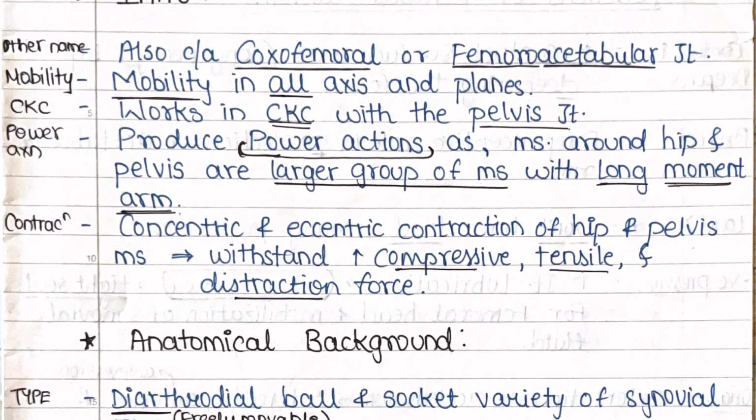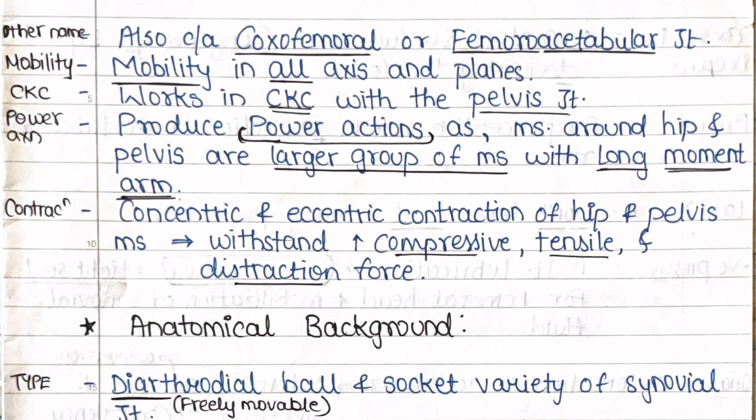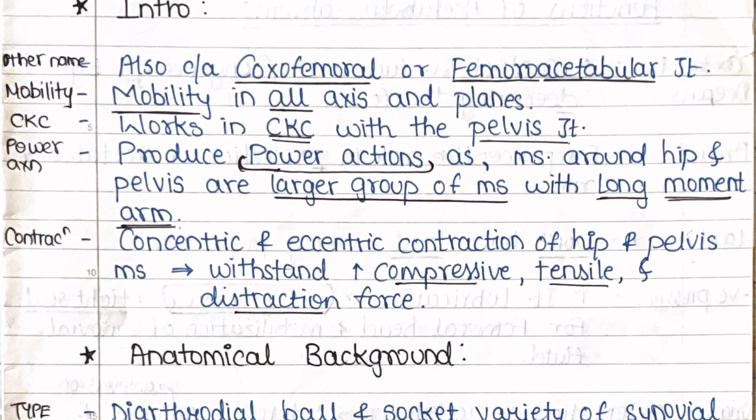So the hip complex is also known as the coxofemoral or femoroacetabular joint, because femoro means it is attached to the femur, and acetabular, as the articulating surface of the hip bone is the acetabulum. Then comes the mobility, so it is mobile in all axes and planes. Then comes the closed kinematic chain. So the hip complex or hip joint works in CKC, that means closed kinematic chain, with the pelvis joint.